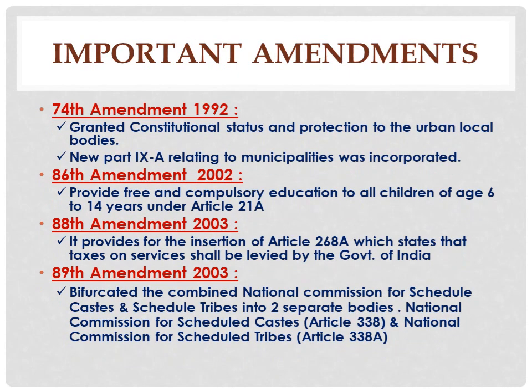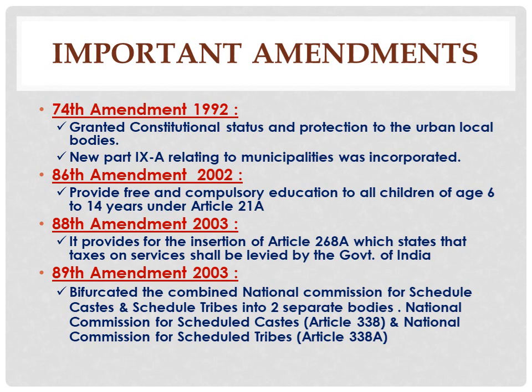The next important amendment is the 74th Amendment, which was made in 1992. It granted constitutional status and protection to the urban local bodies. A new Part 9A relating to the municipalities was incorporated in the Constitution, with 3 types of municipalities: Nagar Panchayats for areas in transition from a rural area to an urban area, municipal corporation for larger urban areas, and reservation of seats for scheduled castes, scheduled tribes and women.